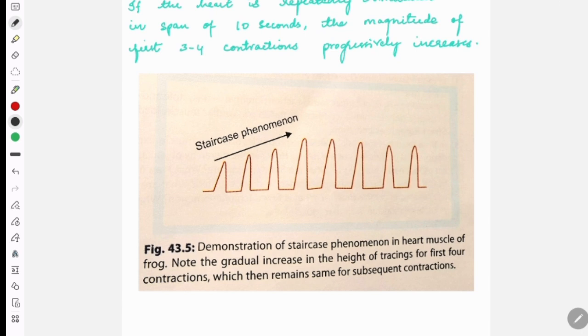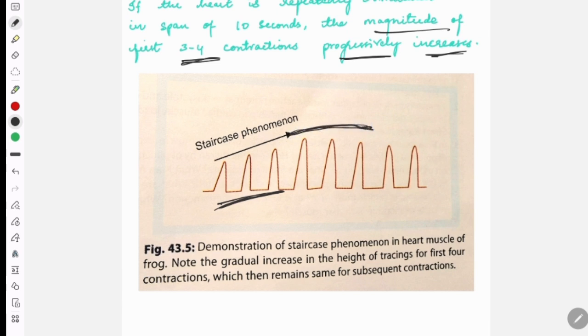The last property of the cardiac muscle is the staircase phenomenon. What does this staircase phenomenon say? If the heart is repeatedly stimulated in a span of 10 seconds, the magnitude of the first 3 to 4 contractions progressively increases. So this is an experiment that is done on the frog's heart. So in this experiment, when you give continuous stimuli for about 10 seconds, after the first 3 to 4 contractions, the rest of the contractions progressively increase.